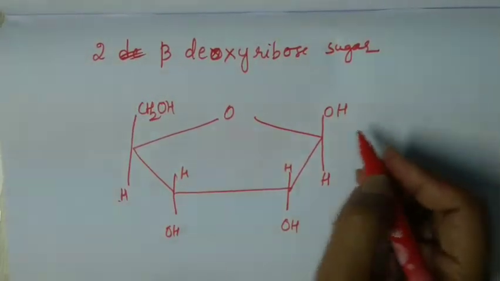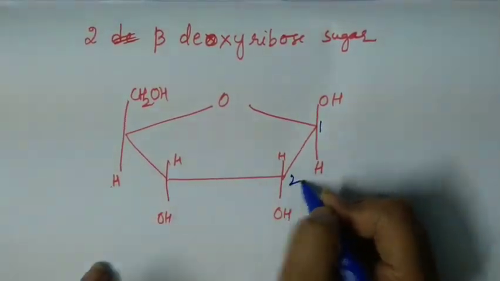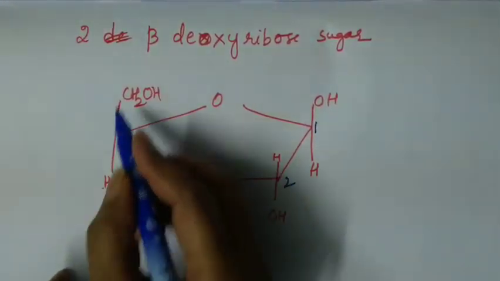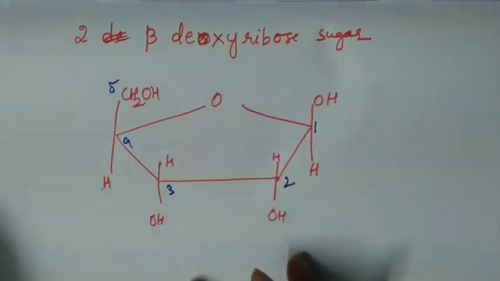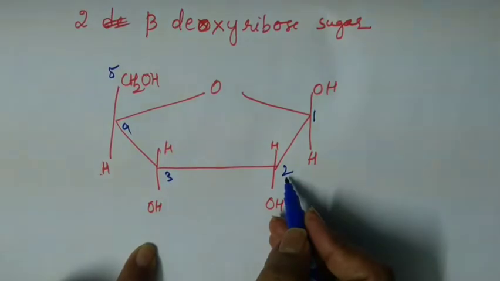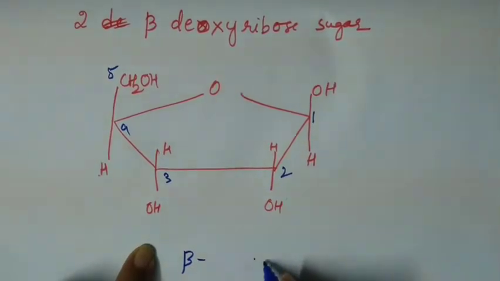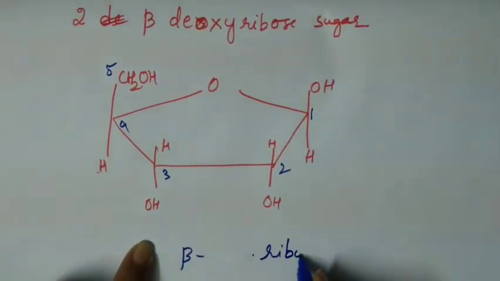So I have to number it as 1, 2, 3, 4 and 5. So identify which is carbon number 2. So this is carbon number 2. Okay. I have identified. Name of the sugar? Beta ribose. This is beta ribose.